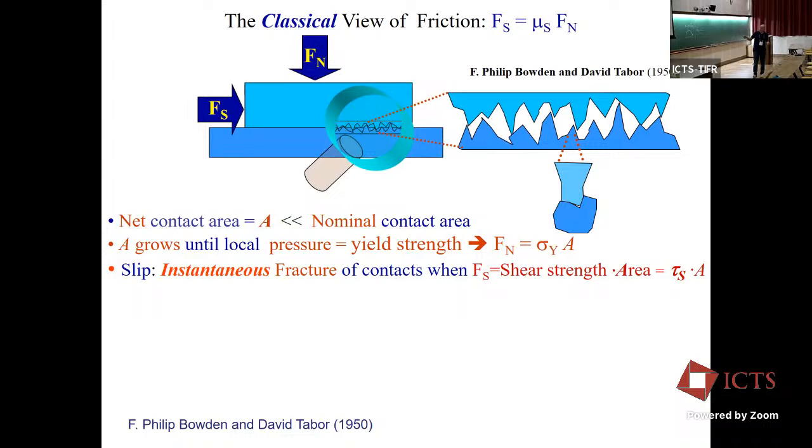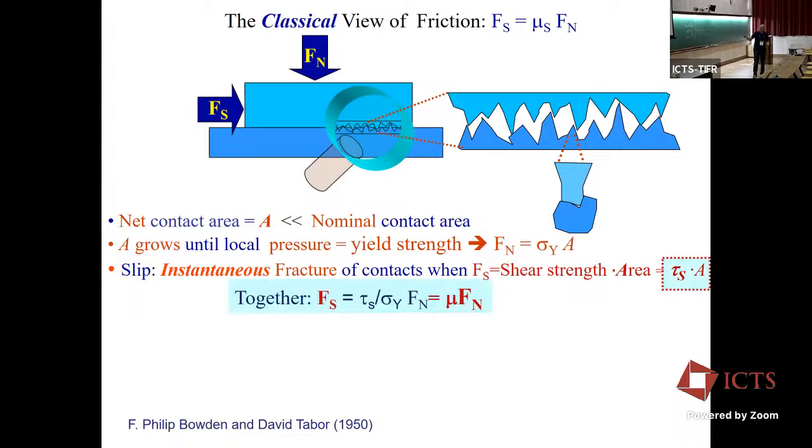So the strength per unit area of each one of these contacts. So again, we have that the shear force is proportional to the real area of contact. And then if we look at the ratio between this and that, we derive the friction law. And this is really great. You know, it's a wonderful explanation.